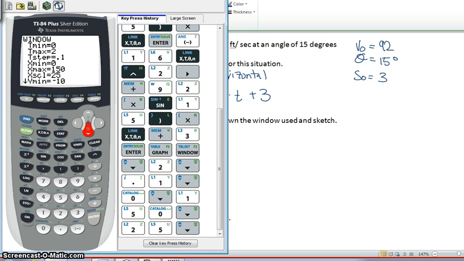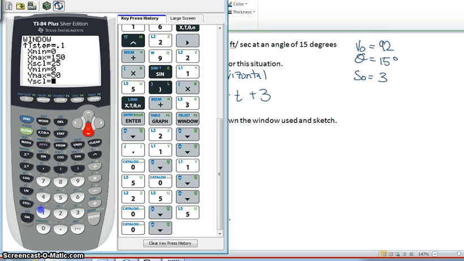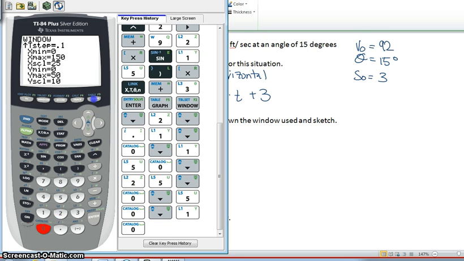For our y minimum, let's use 0 again. For y max, let's use 50. And the scaling of 10. So let's go ahead and graph and see how this looks. Okay, so now when we graph it, we see that our equation graphs. Okay, it starts over here, and then it goes this way, and it hits here.